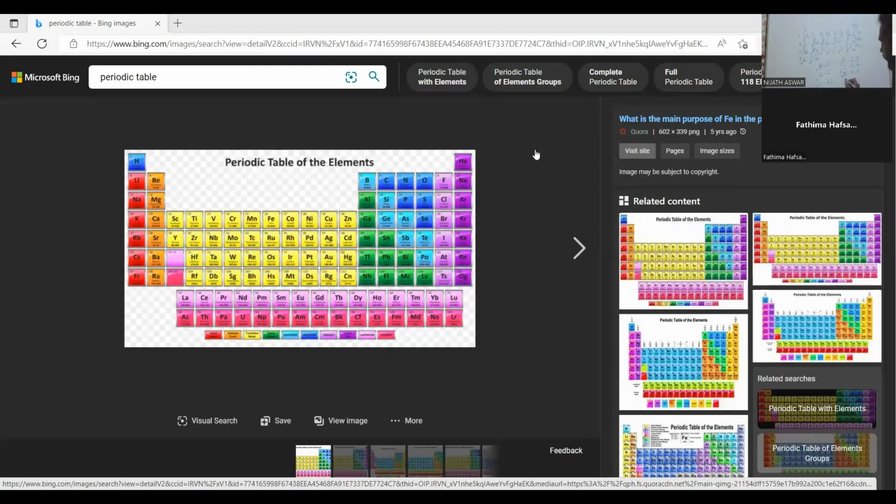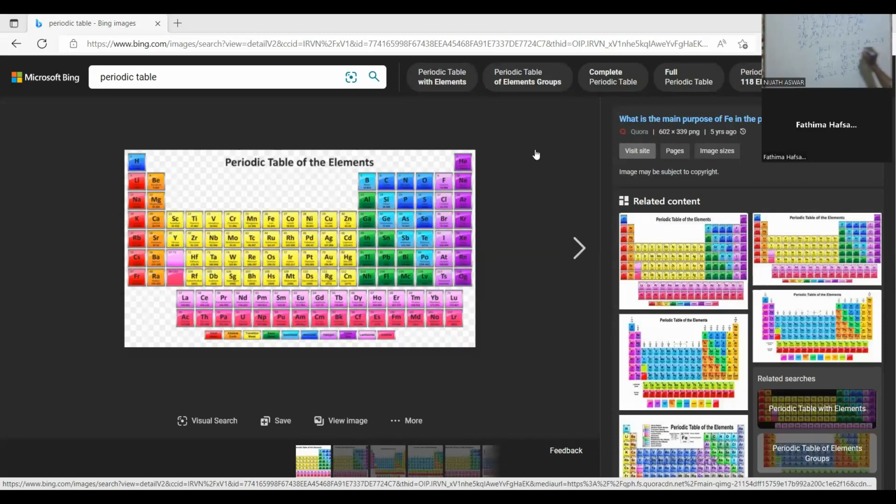Next one? Oxygen. Atomic number 8. Electronic configuration? 2, 6. Right. What's the next element? Fluorine. Atomic number? 9. Electronic configuration 2, 7. Very good. Next one. Neon. Atomic number 10. Electronic configuration 2, 8. Very good.